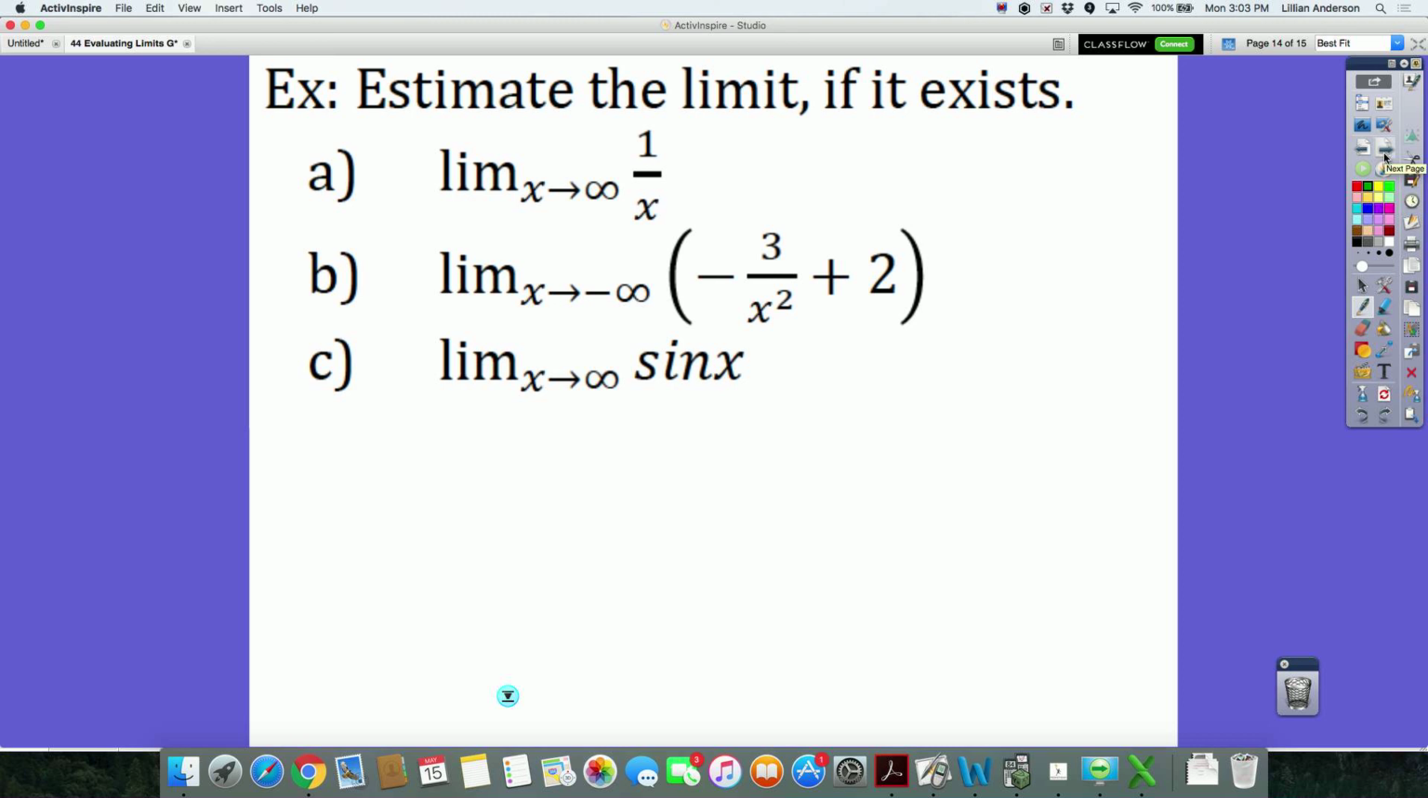It says estimate the limit, if it exists, as x approaches infinity of 1 over x. So this time, instead of plugging in numbers like we did in the other one, where we plugged in 3.9, 3.99, 3.999 to figure out as x approaches 4, we're doing infinity. So that means we probably want to plug in what types of numbers, do you think? 1,000. What's another? 10,000. What's another? Maybe not that many, because the calculator can only hold so many zeros. But yes, 1,000, 10,000, 100,000, because those are numbers that are getting closer to infinity.